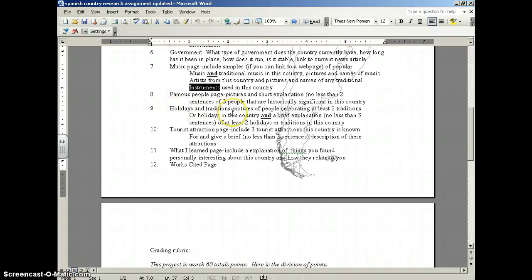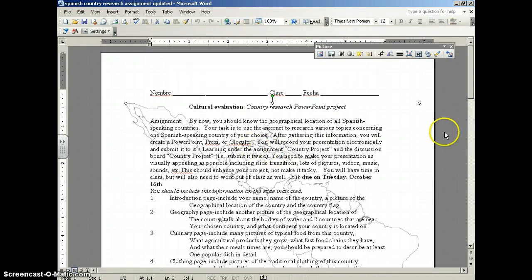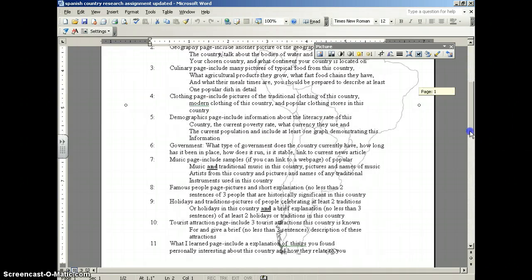Holidays and traditions. Yes, you can use their Independence Day if you want, but I'm not looking for Labor Day necessarily as their holiday. I'm looking for their famous, unique cultural holidays. So for a lot of countries, La Semana Santa is a religious holiday that's celebrated kind of like Mardi Gras. Lots of parades, bright colors, costumes, a lot of different things going on. Find the cool stuff.